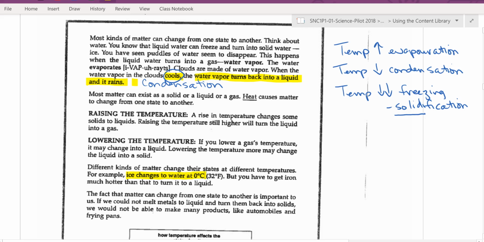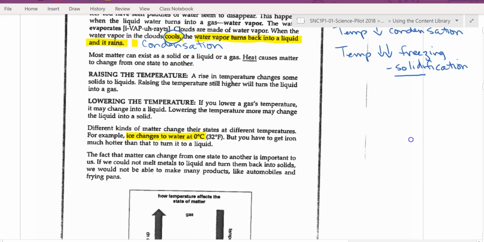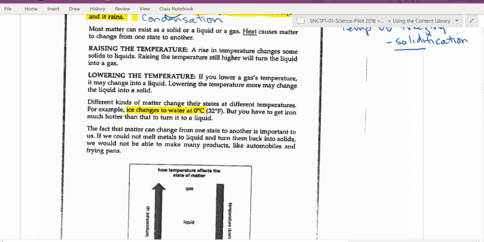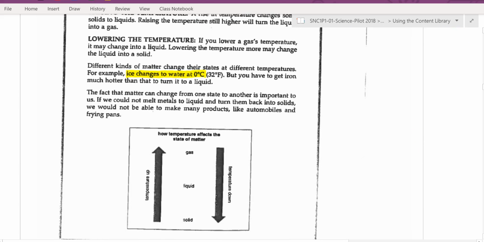But you have to get iron much hotter than that to turn it into a liquid. We're talking hundreds of degrees. Actually, I think it's around 900 degrees Celsius. It's pretty hot. The fact that matter can change from one state to another is important to us. If we could not melt metals to liquid and turn them back into solids, we would not be able to make many products, like automobiles, frying pans, and importantly, back in the day, swords and spears and armor.